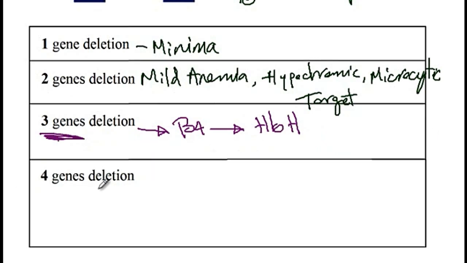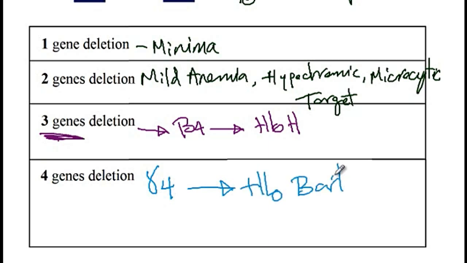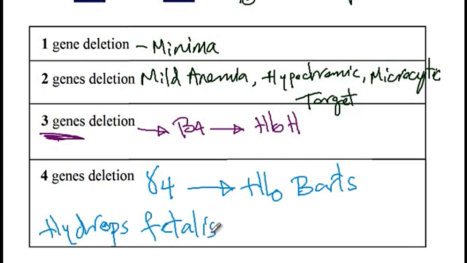Next, we have 4 gene deletions, where due to the excess amount of the gamma subunits, there would be gamma 4 hemoglobin that will be formed. And this is referred to as hemoglobin Bart's. And these patients are presenting with hydrops fetalis, where there is edema in the fetus, and there is usually intrauterine death.